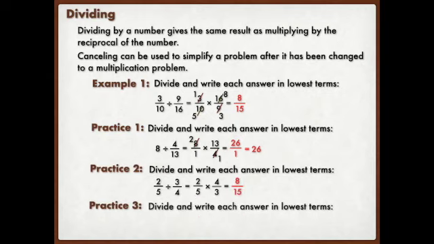Here we have another example, another little practice. 11/12 divided by 1/4, I make the reciprocal of 1/4 into 4/1. Okay, I can simplify, cancel out, 4 goes into both of those. Then it would be 11/3. There you go.